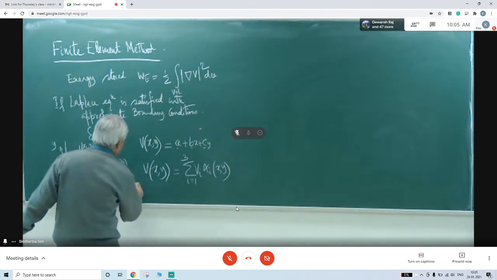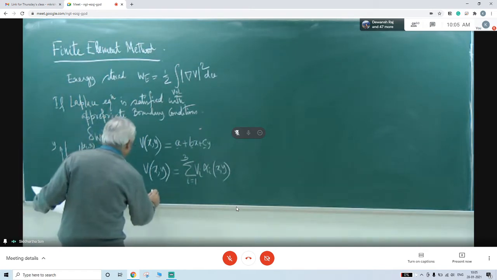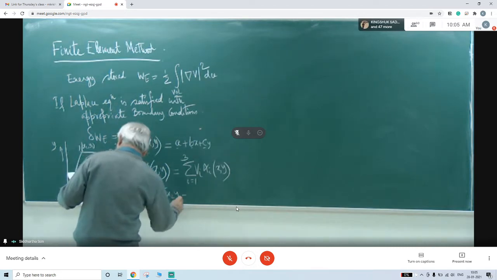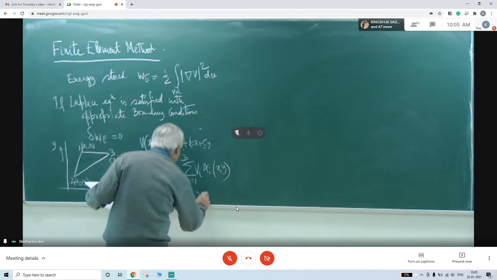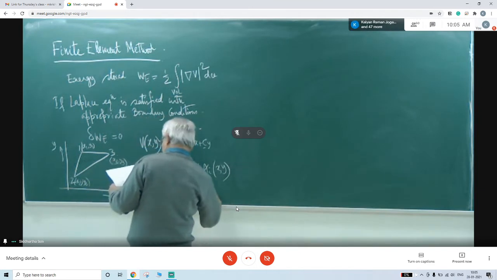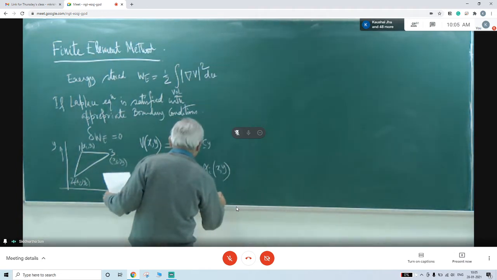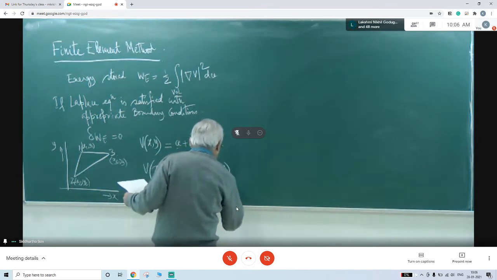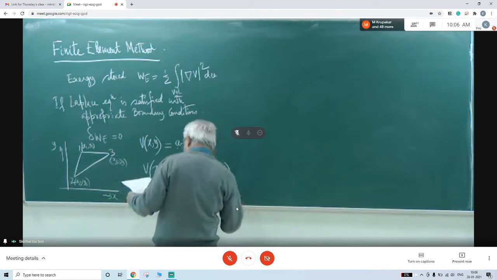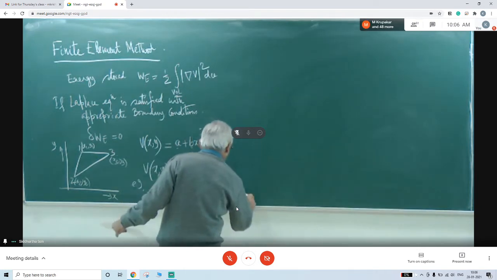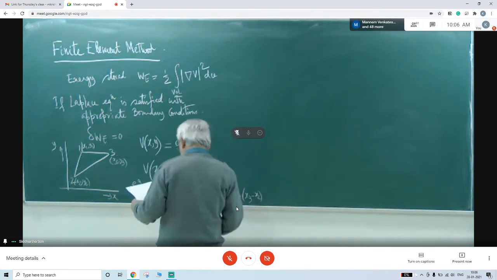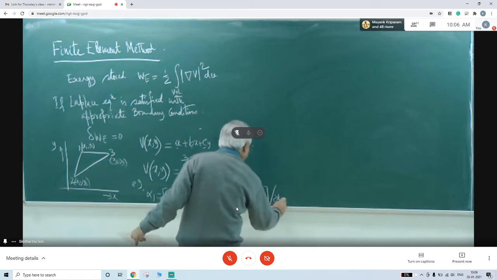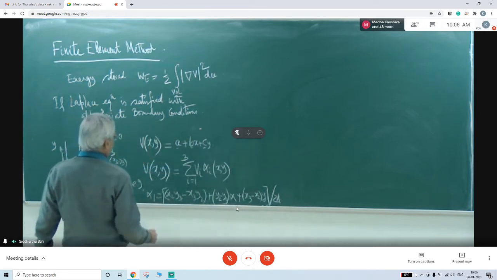Say suppose alpha 1, we have already mentioned, alpha 1 is equal to x2 y3 minus x3 y2 plus of y2 minus y3 into x plus of x3 minus x2 into y, divided by 2A, where A is the area of the triangle.